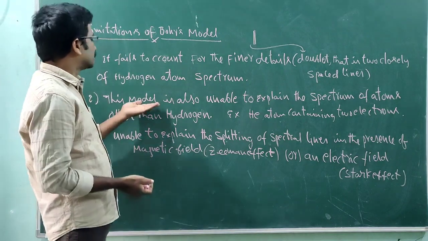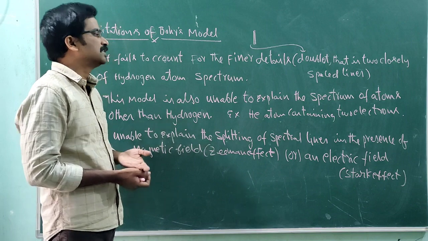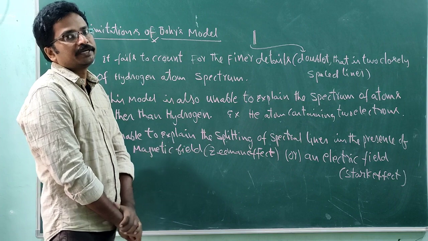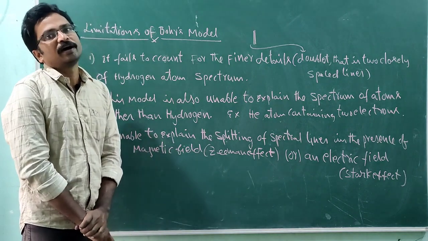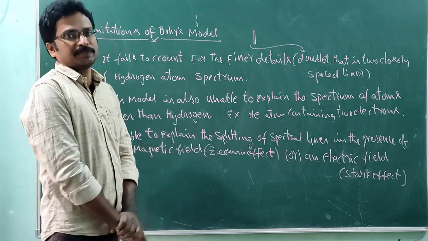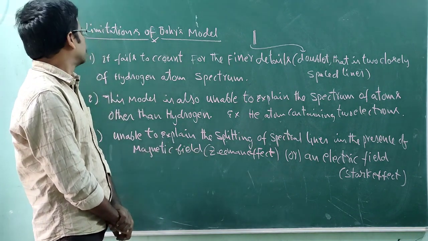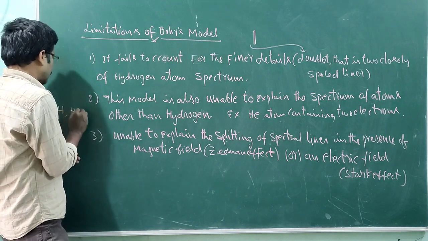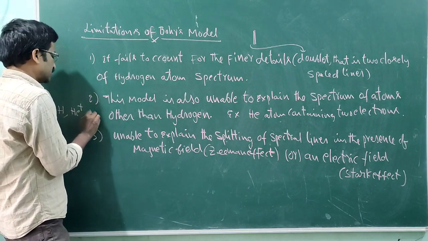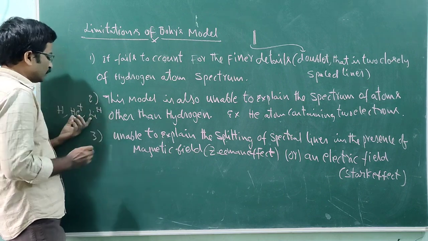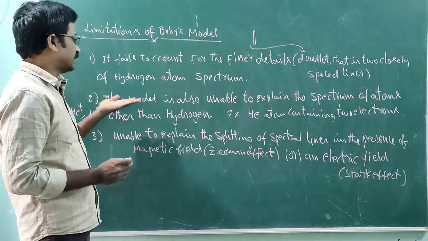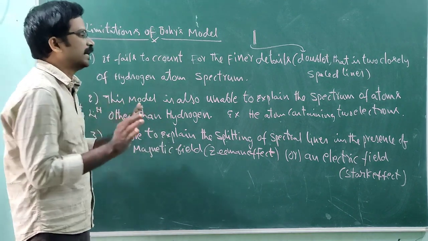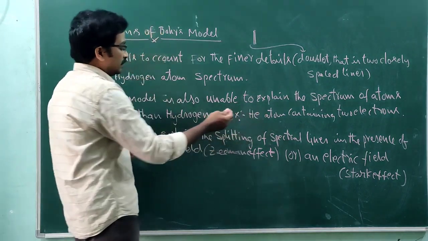Next point. This model is also unable to explain the spectrum of atoms other than the hydrogen atom. It can explain only the spectrum of hydrogen and hydrogen-like species, such as He plus and Li 2 plus. It can explain the spectra of one-electron species only.